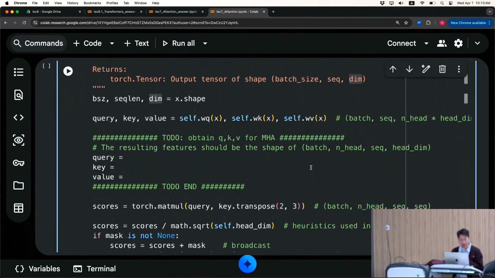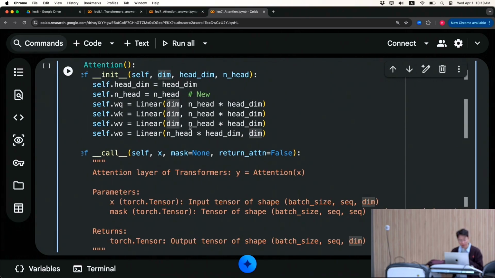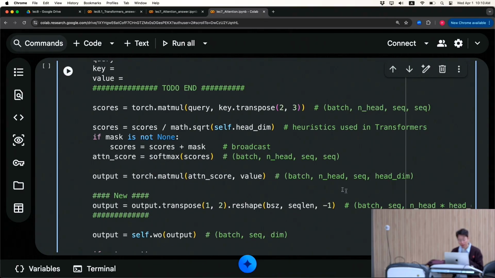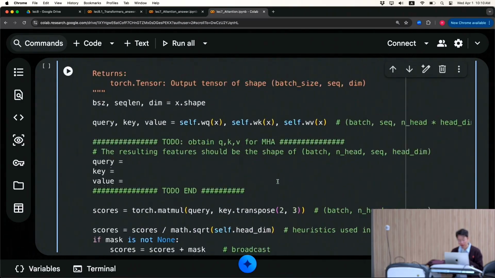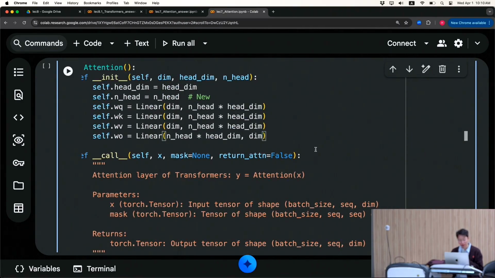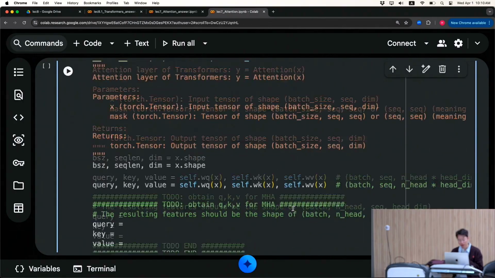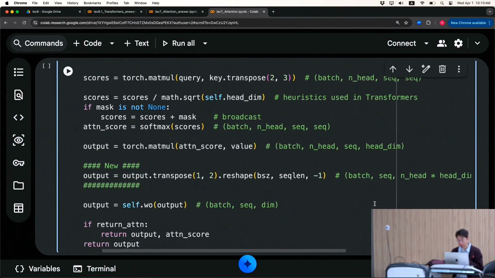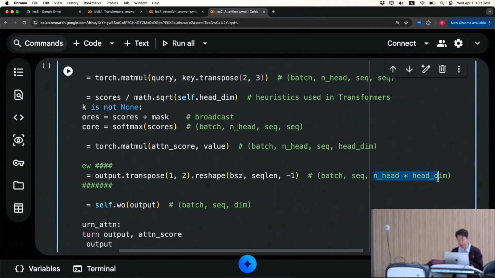W out was of size number of heads, head dimension, and dimension. So this down projects. This reshaping is necessary so that we can multiply with this out matrix, number of heads times head dimension times dim. Right? It's going to commute with this dimension here and down project to the original dimension. All right.